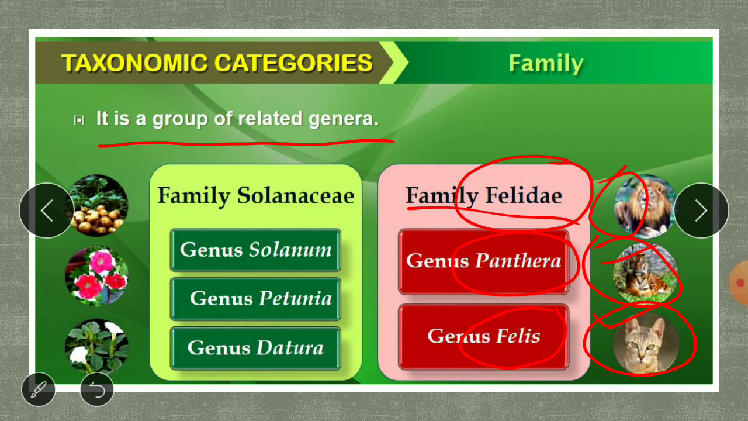Coming to the plants, in plants we can see genus Solanum, genus Petunia, genus Datura. All these are put into a common family, that is the Solanaceae.